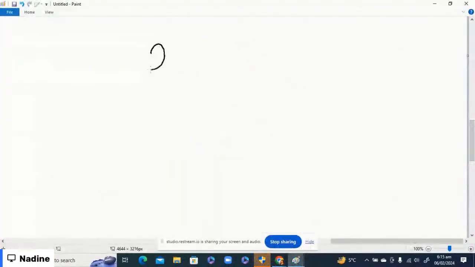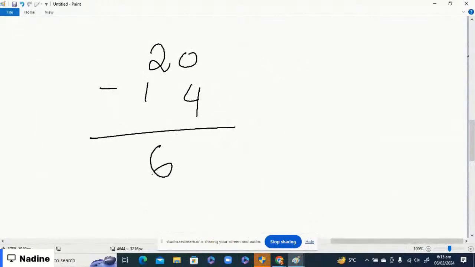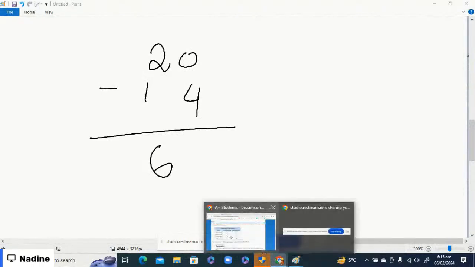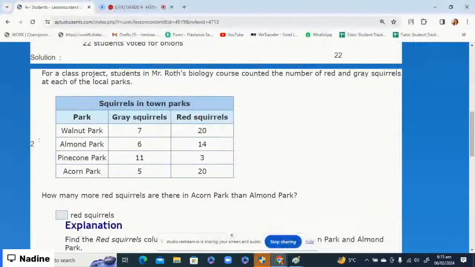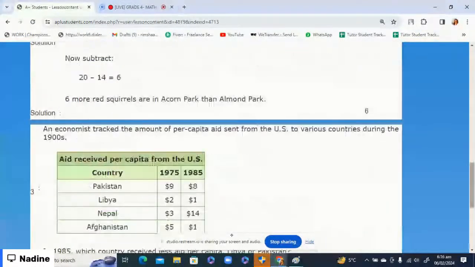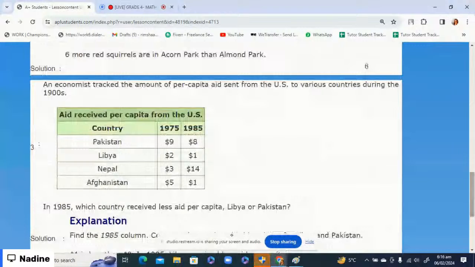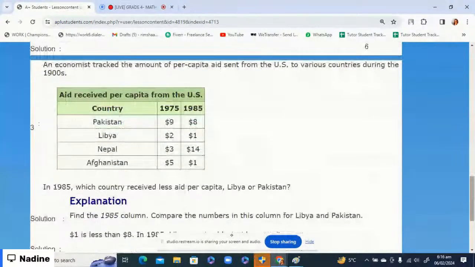When we subtract, what answer do you get? 0 minus 4 is impossible, so we borrow, and 6 is left. That's it. So here we can say that there are 6 more red squirrels in Acorn Park than in Almond Park. Okay, all right. Let's do this one.